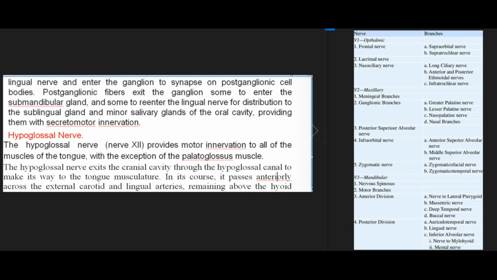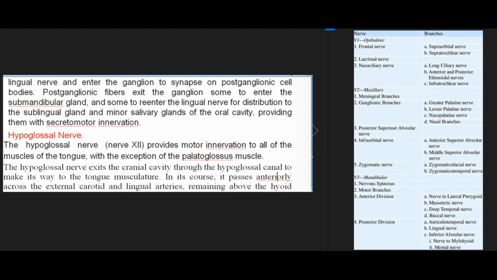Hypoglossal nerve. The hypoglossal nerve, cranial nerve 12, provides motor innervation to all of the muscles of the tongue, with the exception of the palatoglossus muscle. The hypoglossal nerve exits the cranial cavity through the hypoglossal canal to make its way to the tongue musculature.